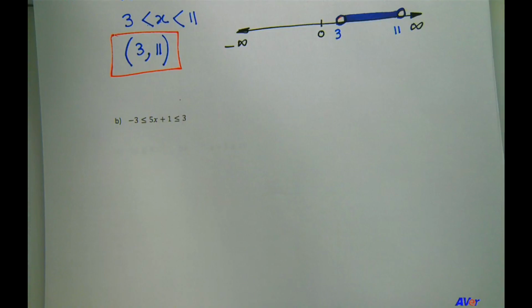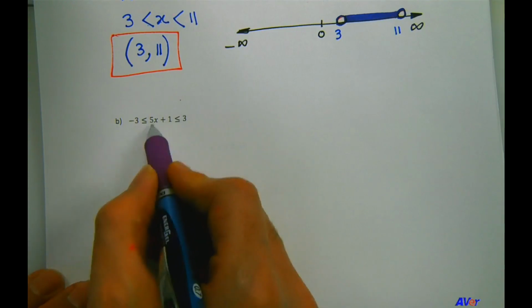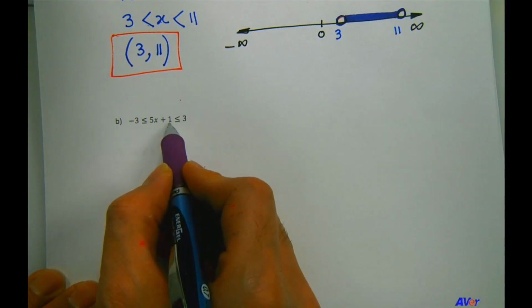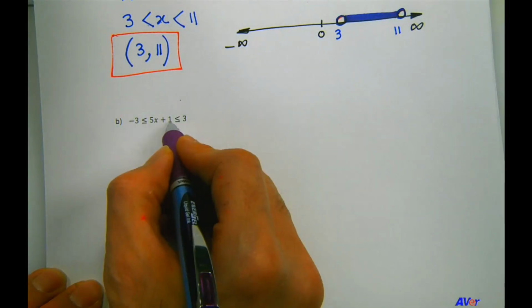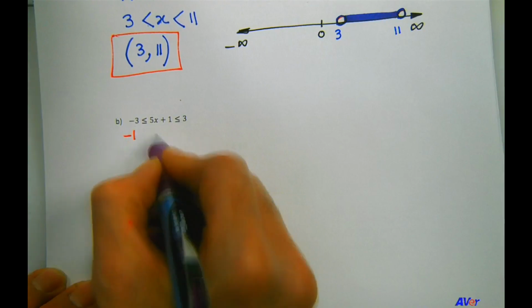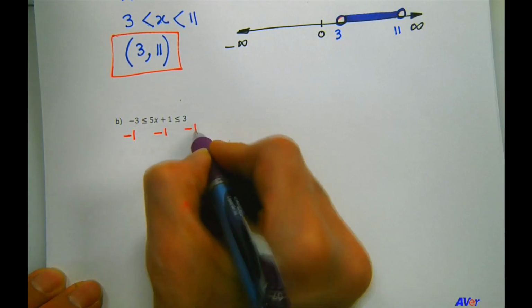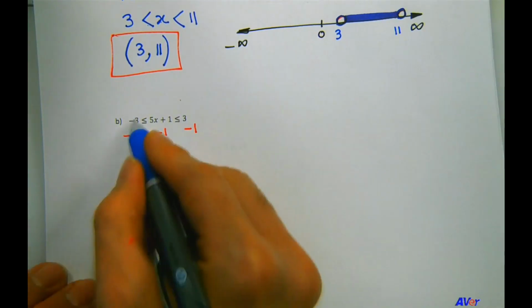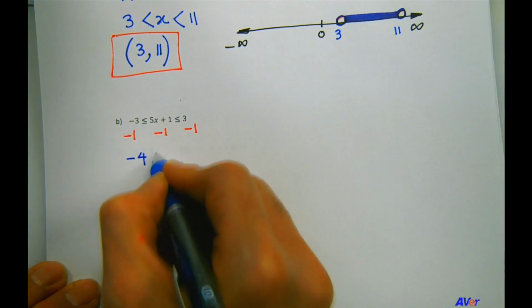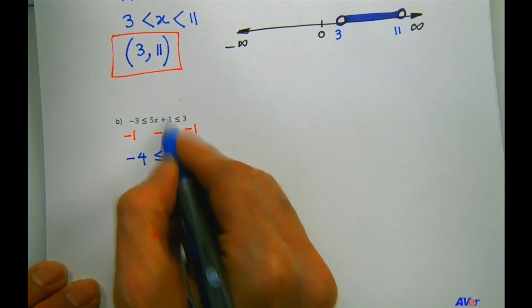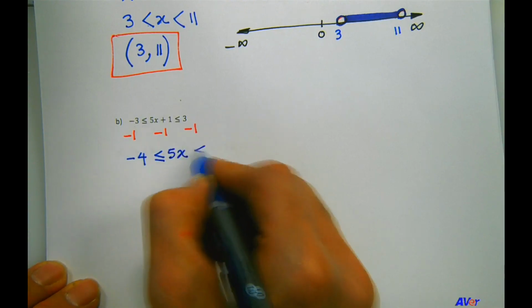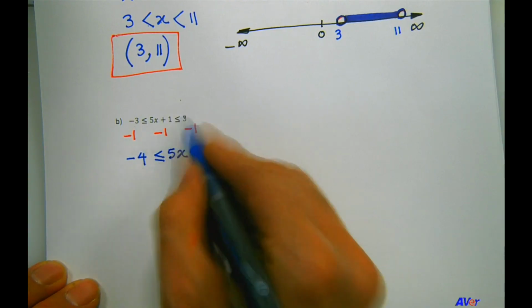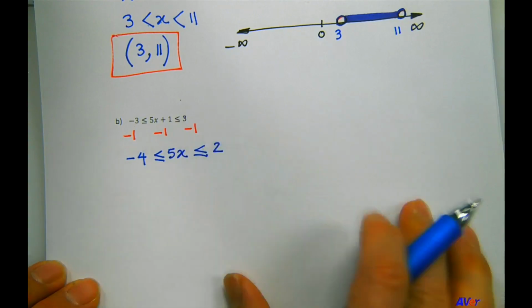The first thing we would do to isolate x is get rid of this 1. How do we do that? We subtract 1 from all sides. So minus 1, minus 1, minus 1. Negative 3 minus 1 is negative 4. In the middle, negative 1 plus 1 is 0. 5x plus 0 is 5x, less than or equal to 3 minus 1, positive 2.